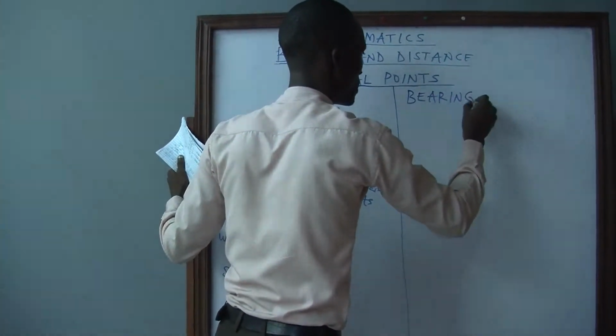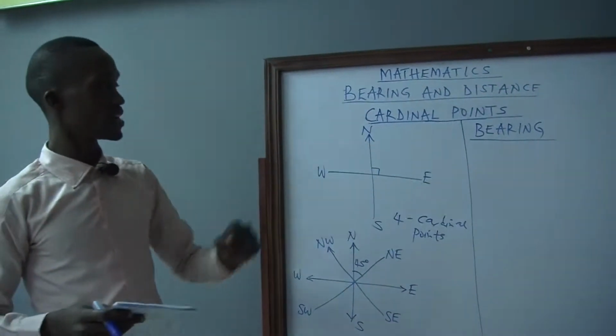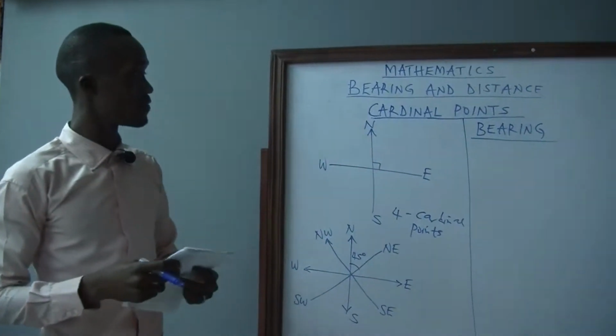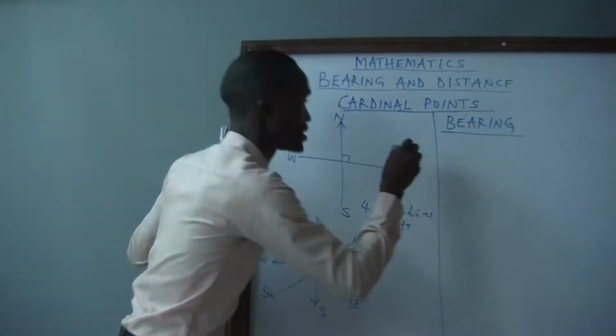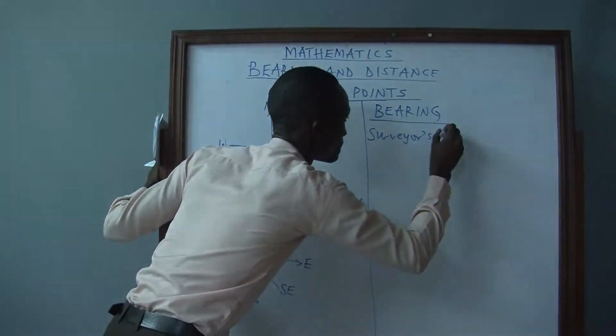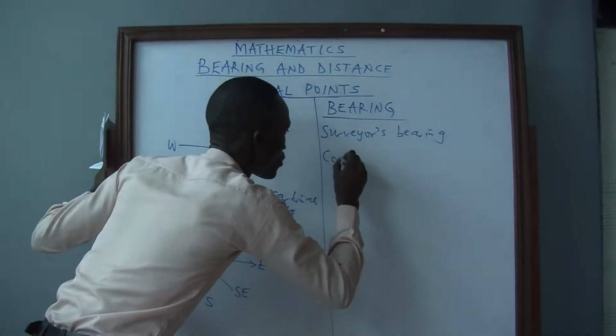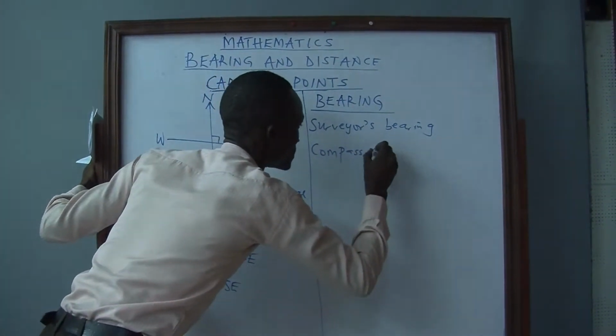bearing. Now we have 2 major types of bearing. The first one we have is what we call surveyor's bearing. And the other one we have is what we call compass bearing.